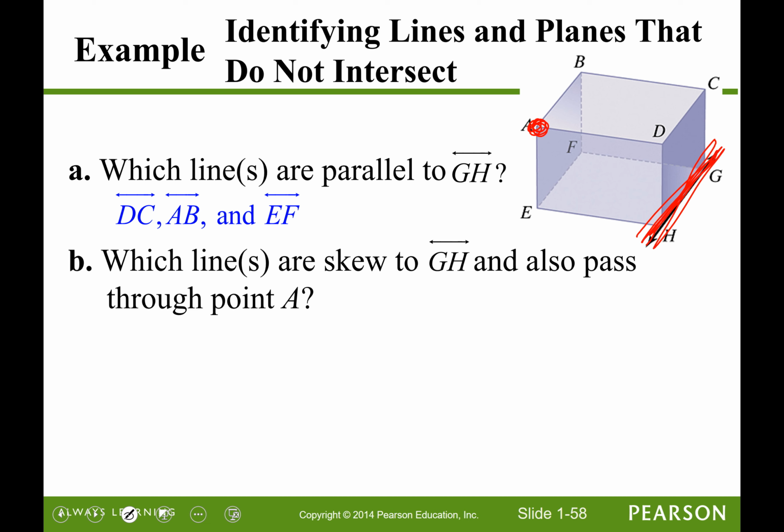All right, think about this one. Which line or lines are skew to GH and pass through A? I see one for sure. Trying to think if there's a, oh, I see a second one. Okay, there are two.